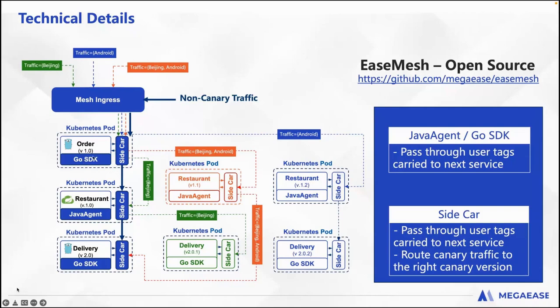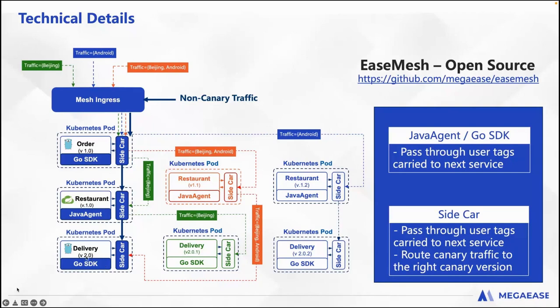In order to route the traffic to correct canaries, two things need to be accomplished. First thing to ensure is to pass through user tags, without losing any user information throughout the service chain. This involves the sidecar and the business application. The sidecar naturally knows all the canary traffic rules and user tags, such as some specific HTTP headers, and it will forward them with the traffic.